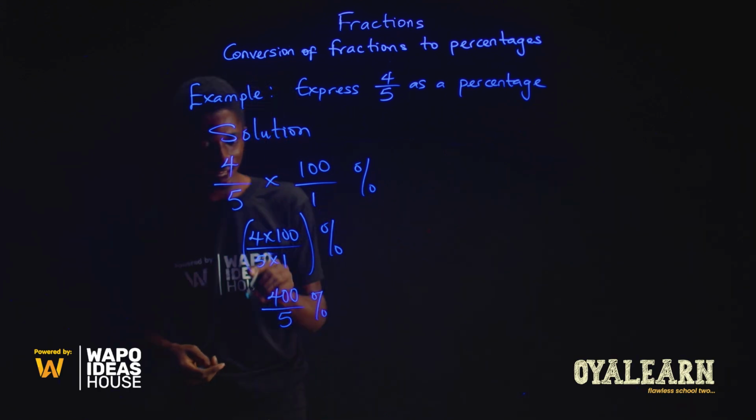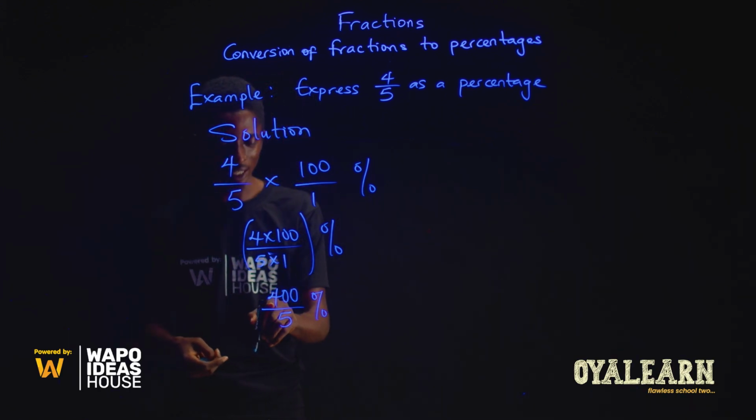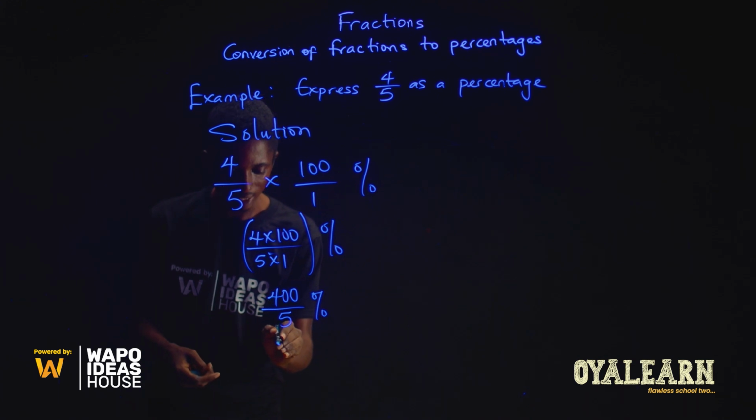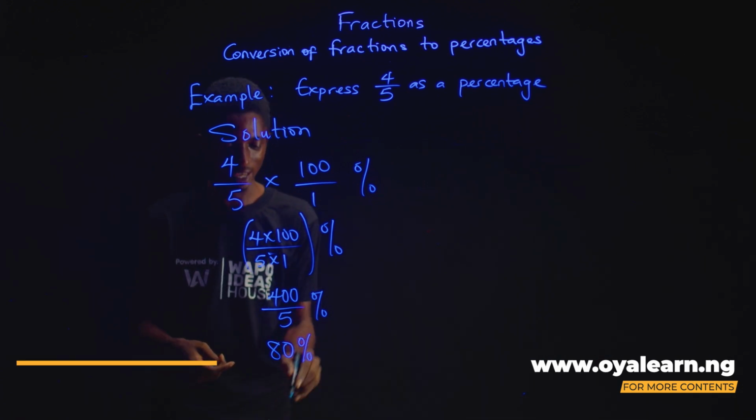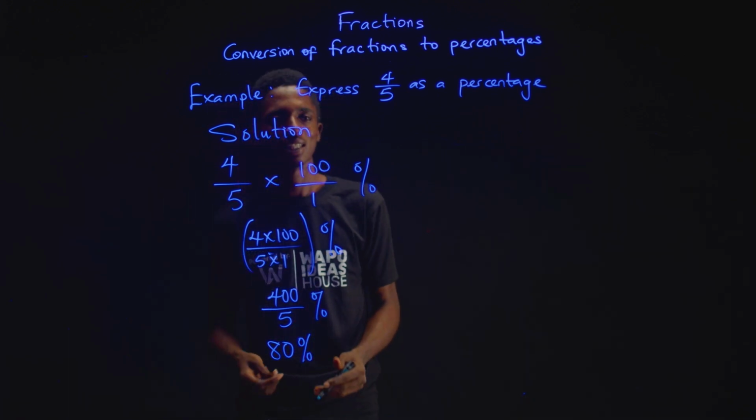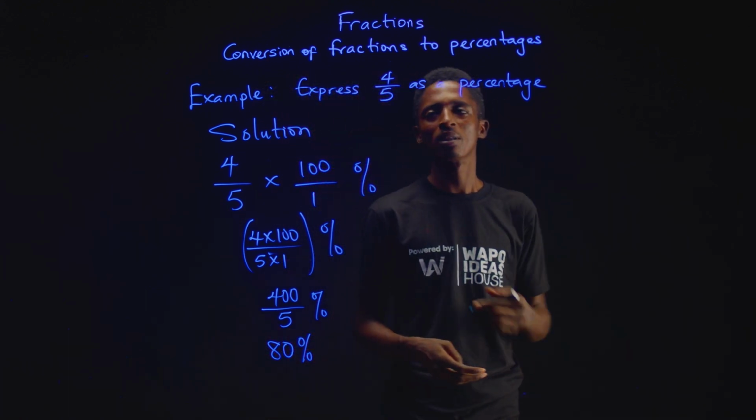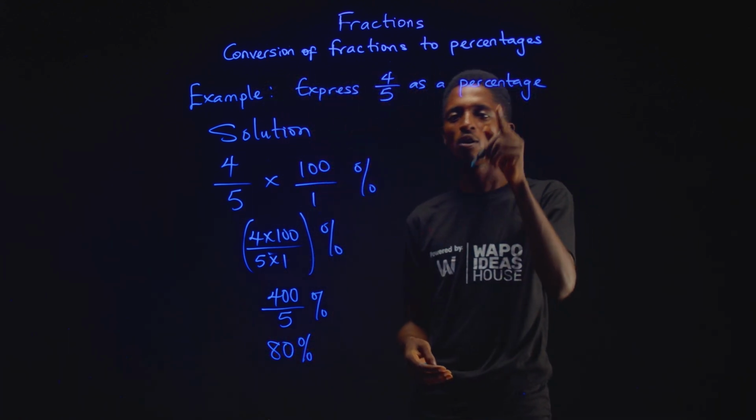5%. Now let's divide. 5 in 40 is 8, and then 5 in 0, that's 0. So we are left with 80%. This is how you can convert from a simple fraction to percentage.